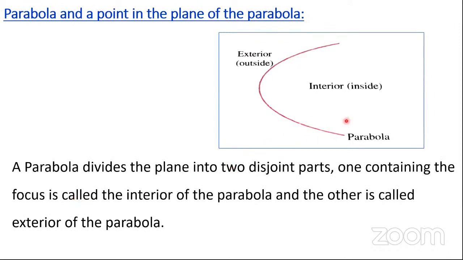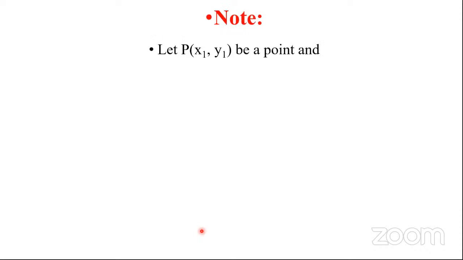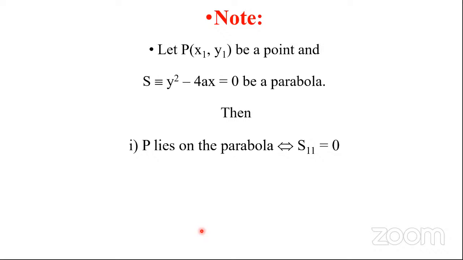Now, the plane which contains the focus is called the interior of the parabola and the other is called the exterior of the parabola. Note, let P(x1, y1) be a point and S = y² − 4x = 0 be a parabola. Then, when do we say that P lies on the parabola, children?